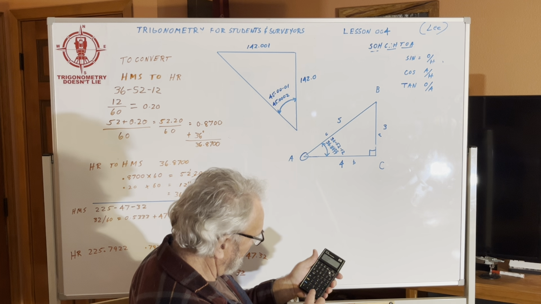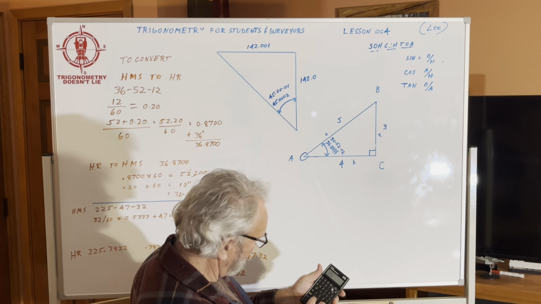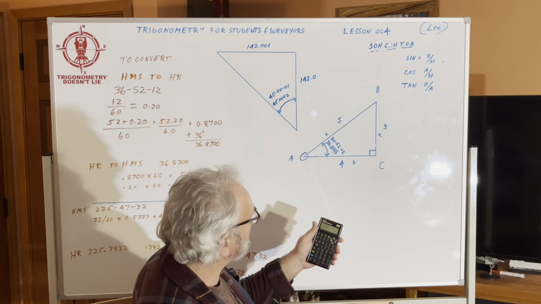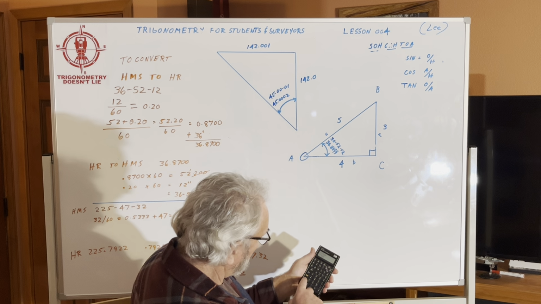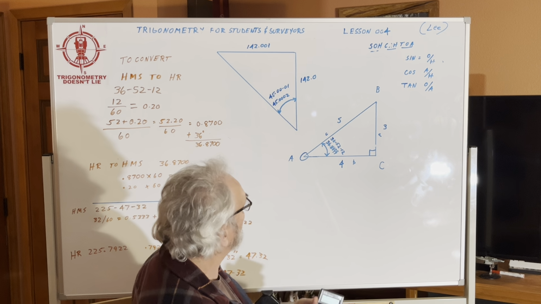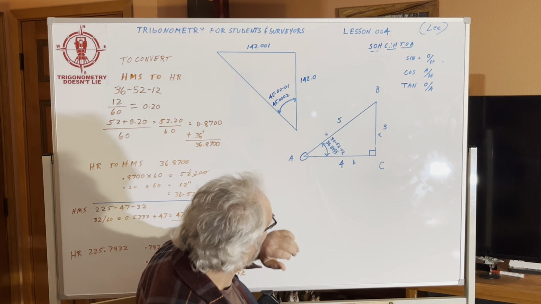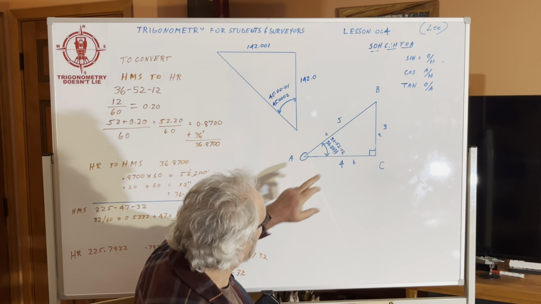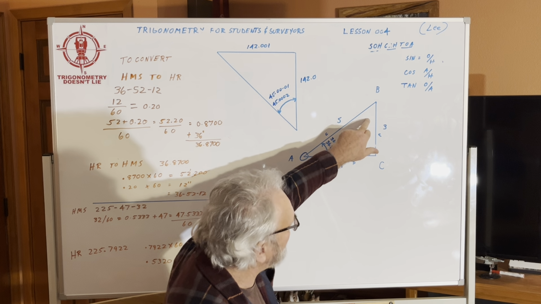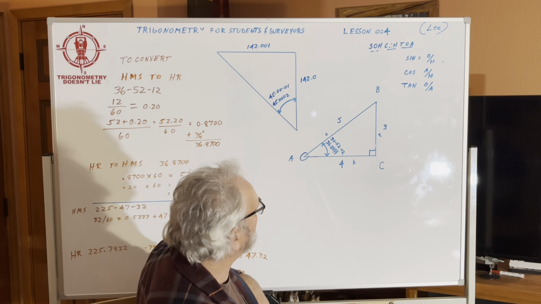We're going to do that real quick: 3 divided by 4, and you get that ratio, 0.75. Then we go arc tangent: 36.86989... Okay, so we have that. Now if you added that plus 90 degrees and subtracted from 180, you would get the angle B.